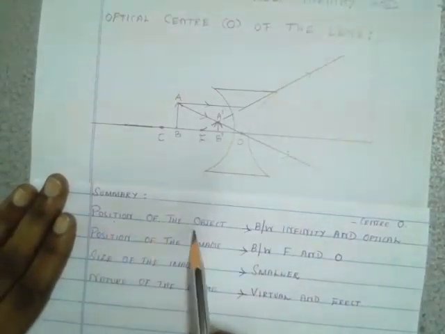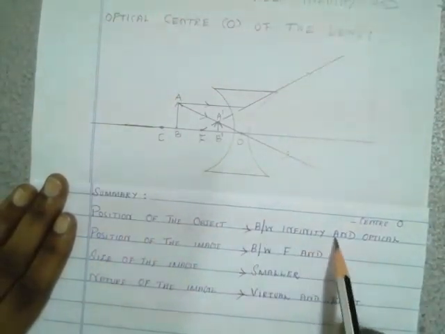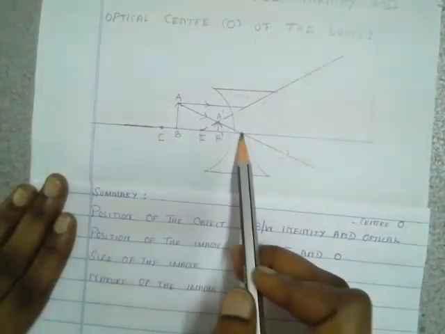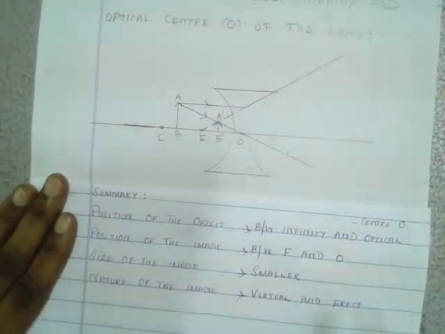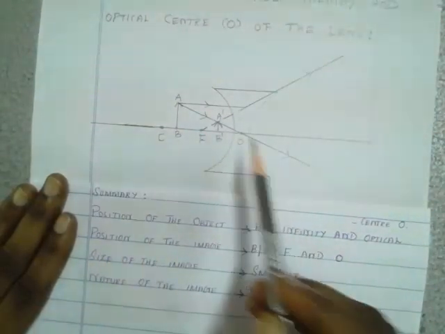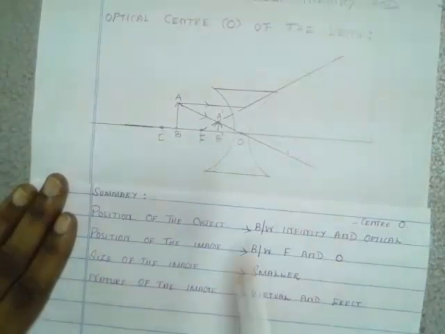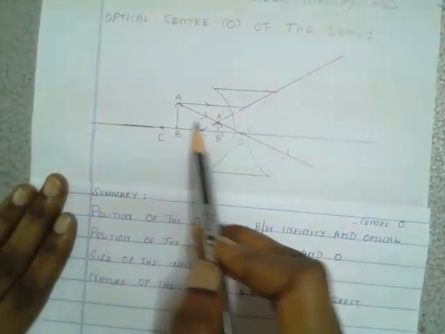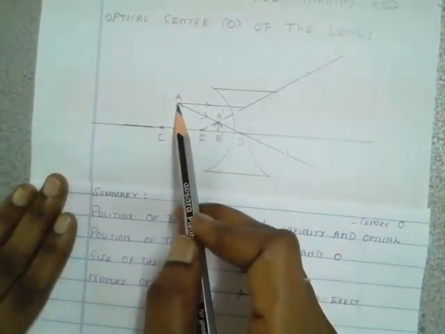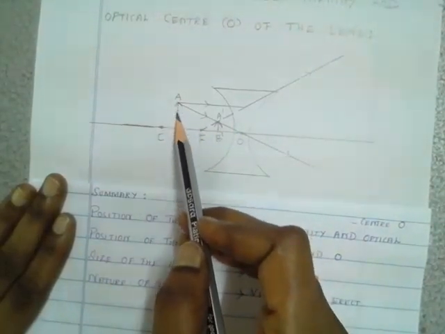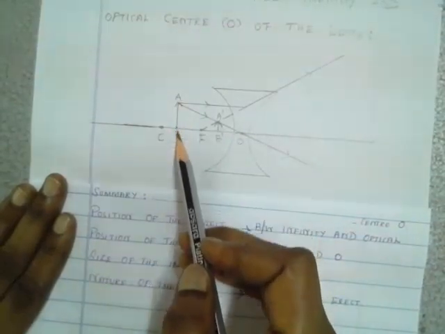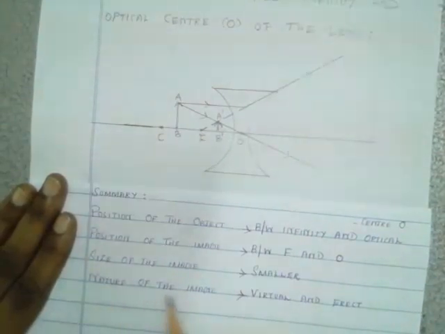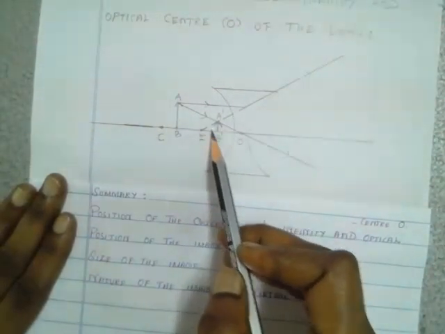The position of the object is between infinity and optical center O, then the position of the image is between F and O. The size of the image is smaller when compared to the size of the object. The size of the object is somewhat higher when compared to the size of the image. The nature of the image is virtual and erect.